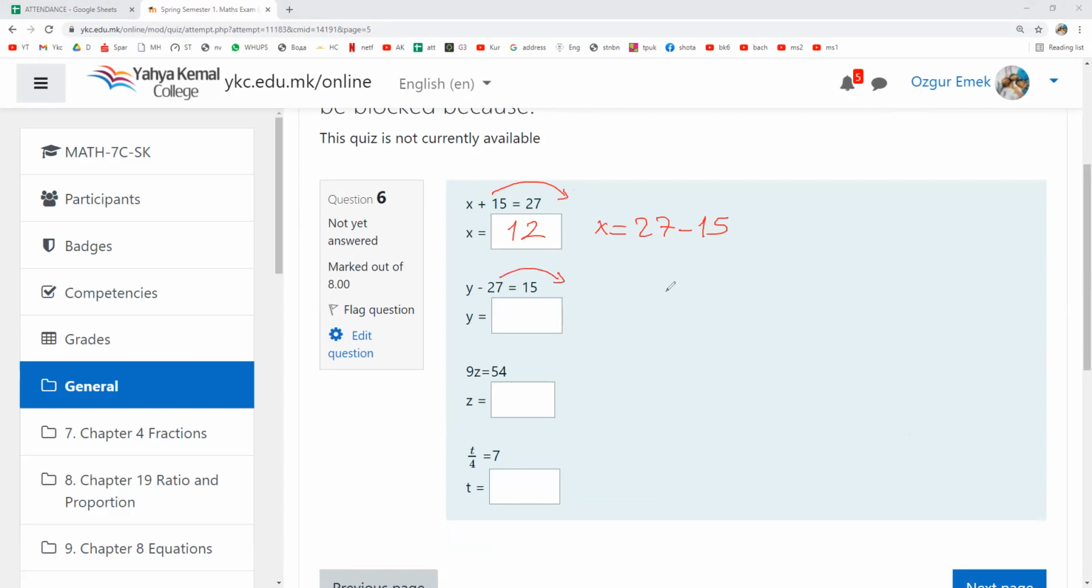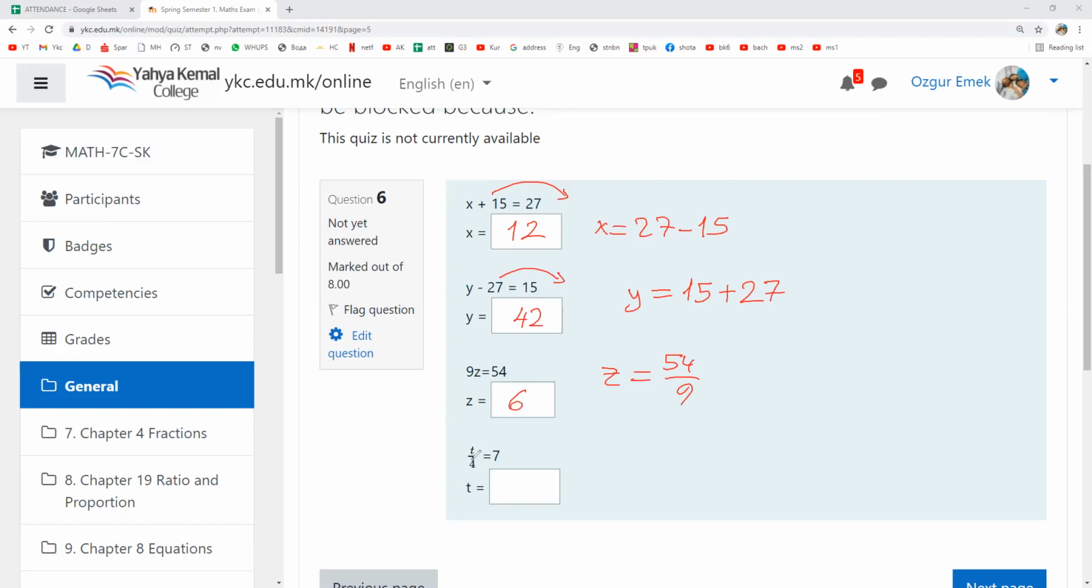This question will be the same. Only numbers will be different. Subtraction of 27 on the other side, addition. It's 42, right? It's 42. 9 is multiplied by z, so on the other side, it will divide 54. z is 54 over 9. That's 6.